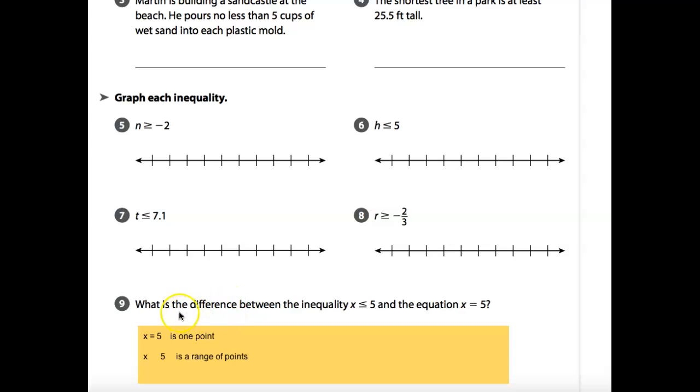All right, and the last question. What is the difference between the inequality x is less than or equal to 5 and the equation x is equal to 5? Well, x is equal to 5 is just 1 point on the number line, okay? So you would just go to 5 and put 1 dot. X less than or equal to 5 is going to be a range of numbers, as you just saw. So you'd find 5, it would include 5, but then it's a range of numbers less than 5. So this is a less than or equal to sign. It's kind of scrunched, but that's what that should look like.